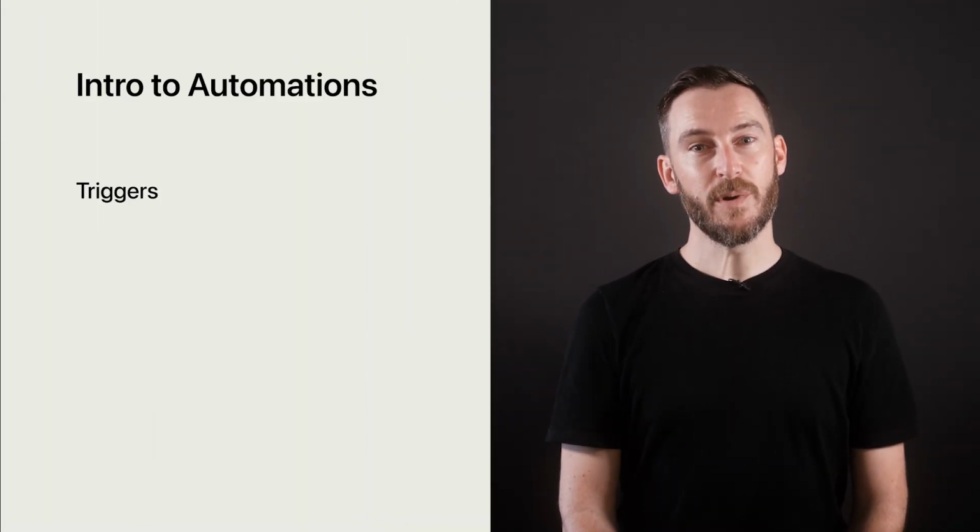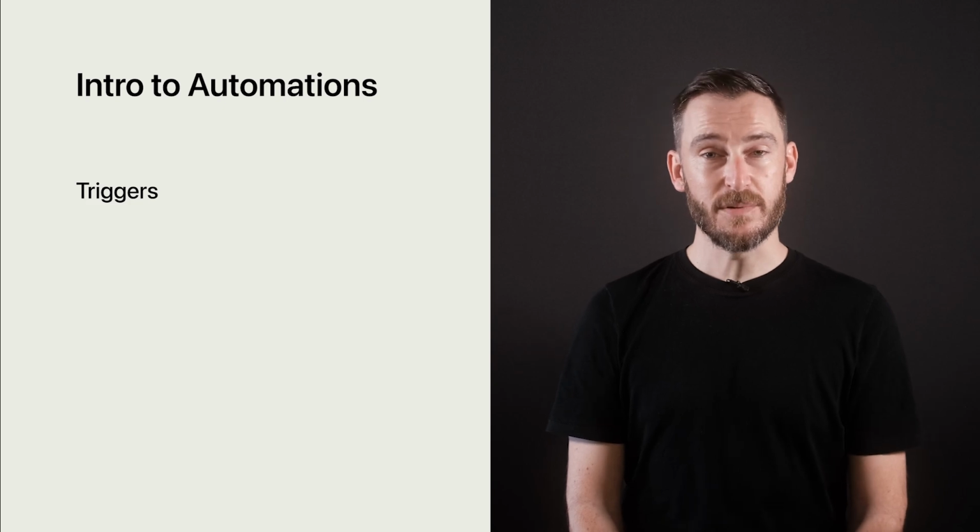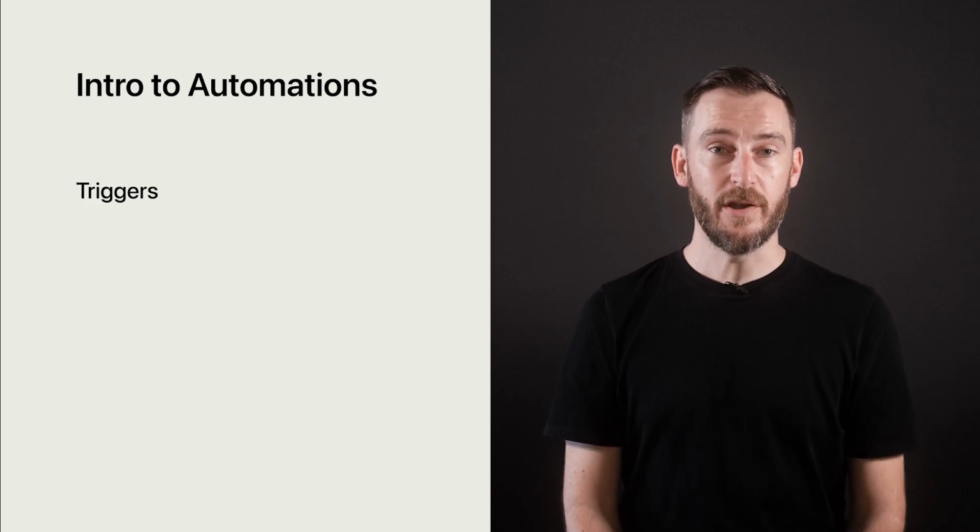Automations are elegantly simple, a sequence of actions set into motion by specific events. Let's start by breaking down the concepts. A trigger is the initial event that starts an automation, like a new member joining your community.